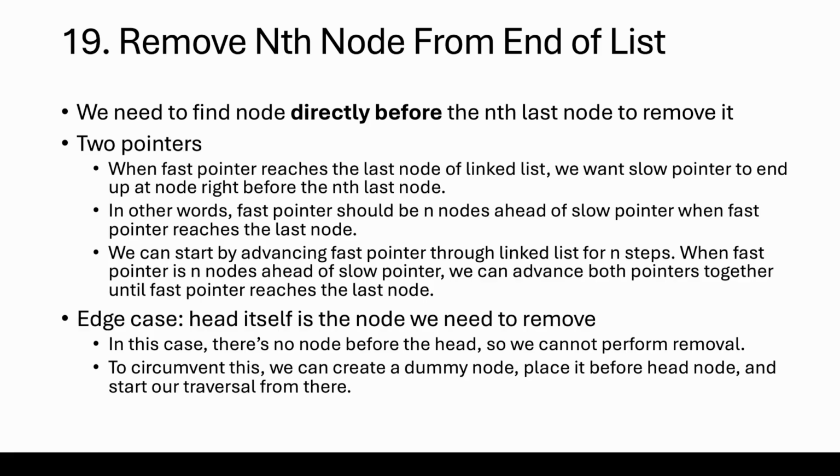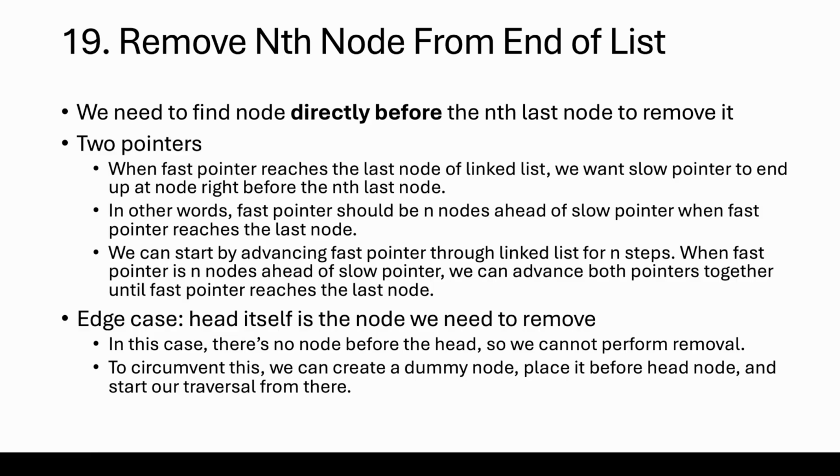We can use the two pointers technique. When the fast pointer reaches the last node of the linked list, we want the slow pointer to end up at the node right before the nth last node. In other words, the fast pointer should be n nodes ahead of the slow pointer when the fast pointer reaches the last node. We can start by advancing the fast pointer through the linked list for n steps.